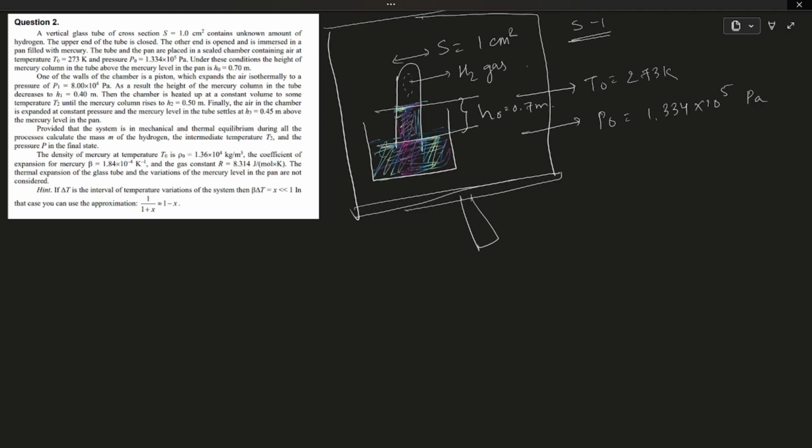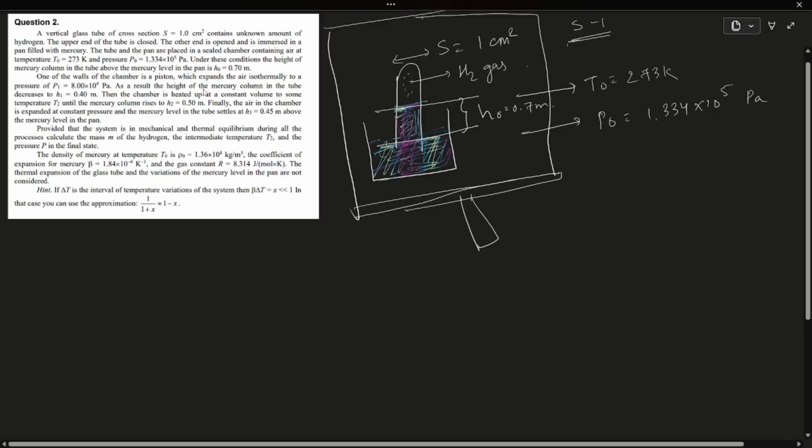Which expands the air isothermally to a pressure P1, 8 into 10 to the power 4 Pascal. As a result, the height of the mercury column in the tube decreases to H1, 0.4 meter. Then the chamber is heated at constant volume. Okay, so first write down the second scenario.